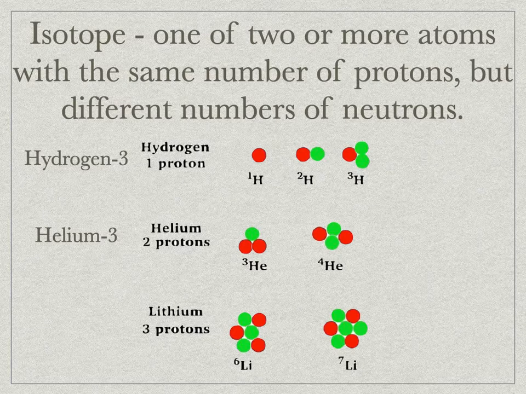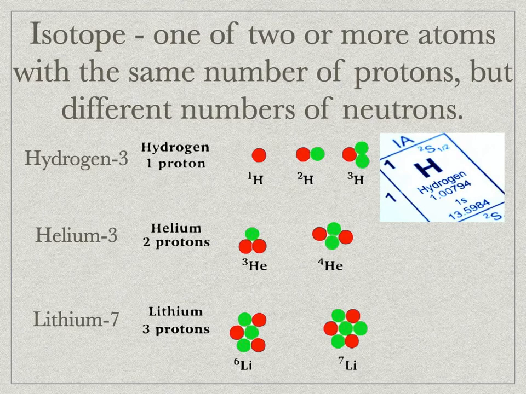And then down at the bottom we have two isotopes of lithium. The one on the right would be lithium-7. That mass number again is 7, protons plus neutrons, and the total number of protons is 3 protons. All lithiums have 3 protons.